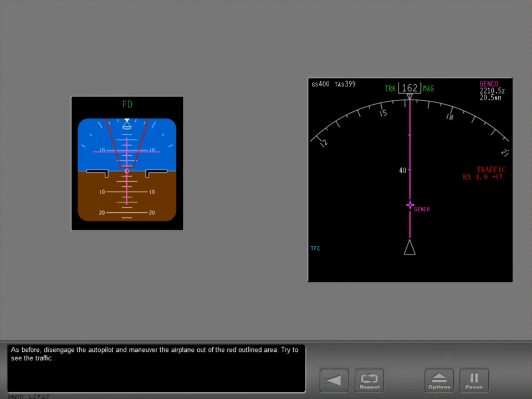As before, disengage the autopilot and maneuver the airplane out of the red outlined area. Try to see the traffic.